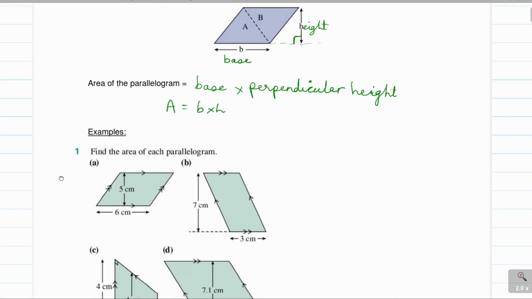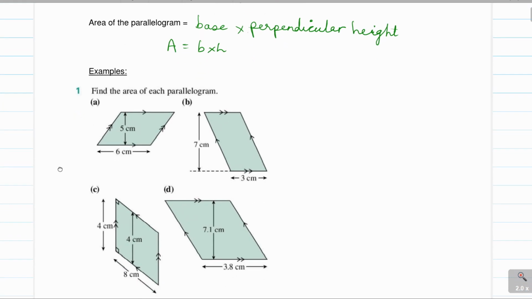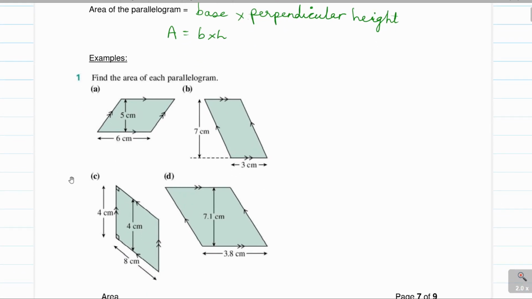Okay. So if we look at these diagrams here, they tell you where the height is. And if you notice that the height is at right angles, or 90 degrees, to the base. Alright, so here is my base. This 5 cm is my height. This is my base. Did you see that they form a right angle here? This is my height.